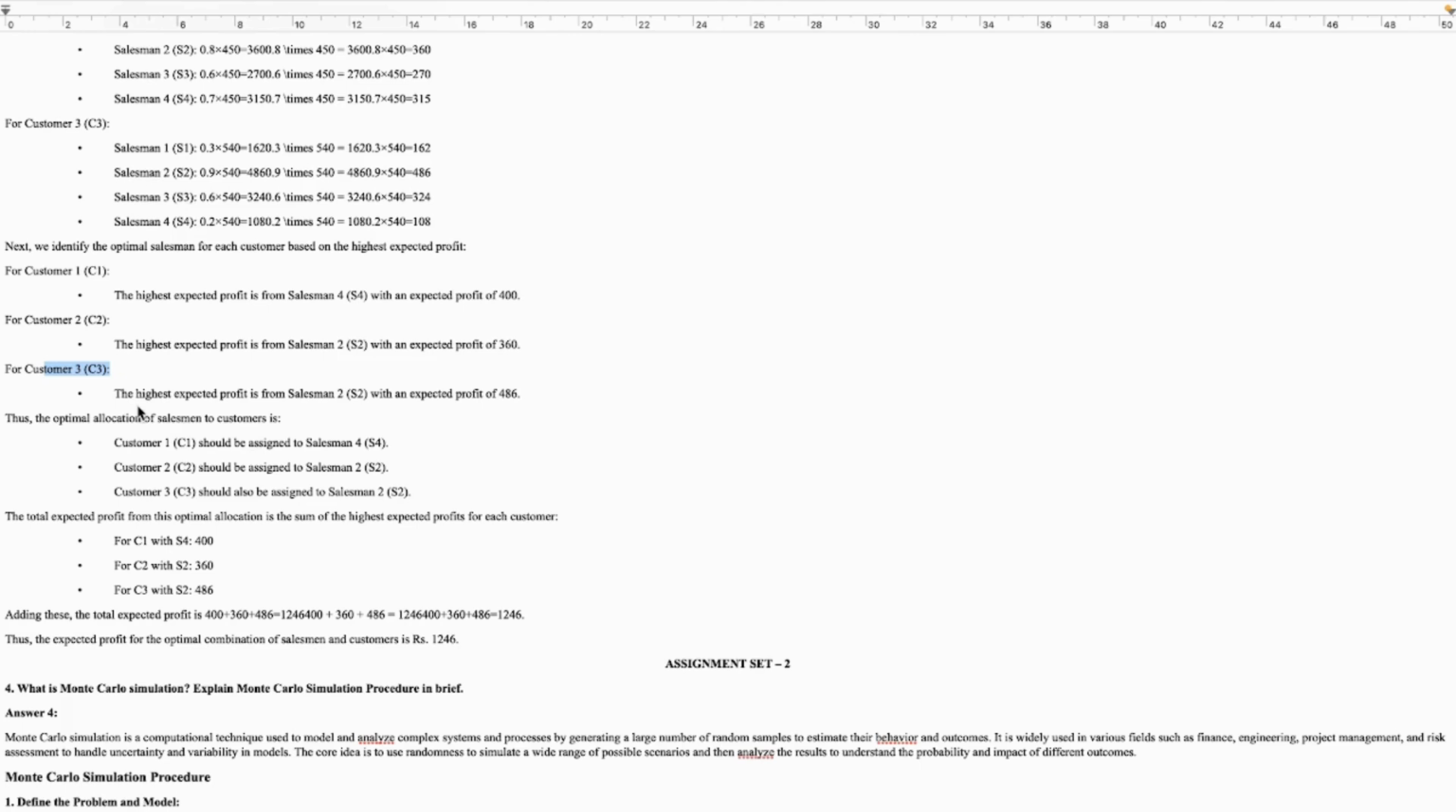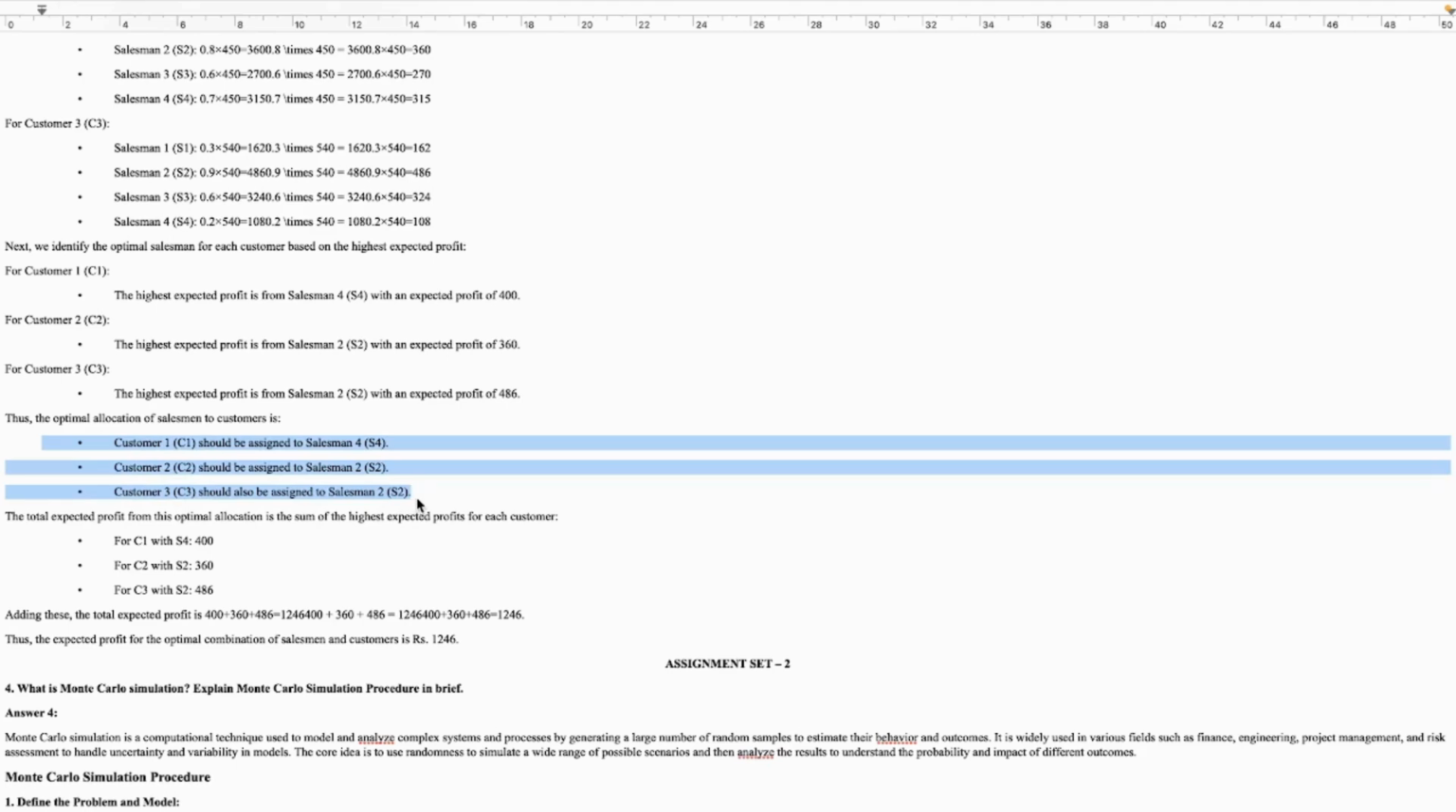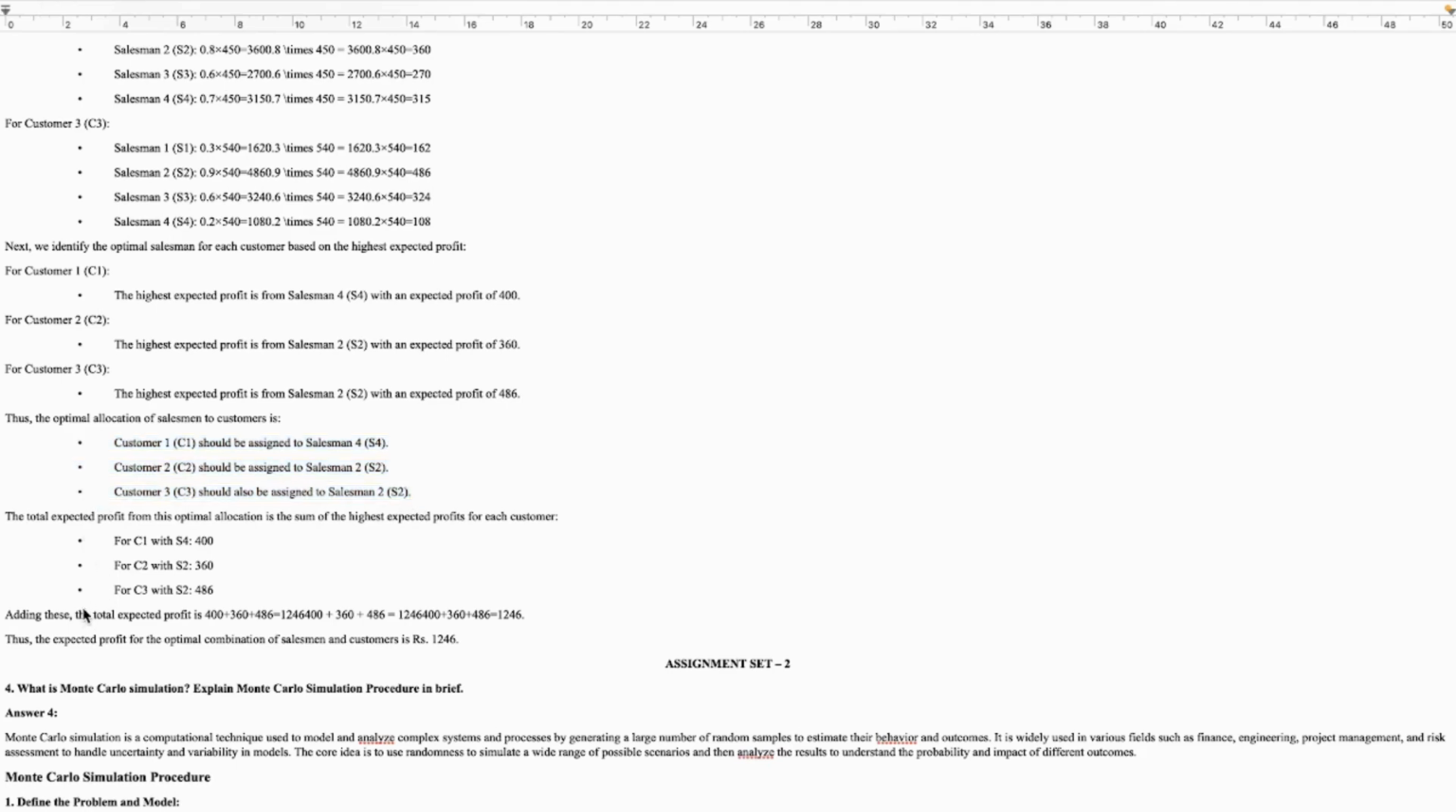So customer 1 should go with salesman 4, customer 2 should go with salesman 2, customer 3 should go with salesman 2. These are the answers coming up on assignment set 2.